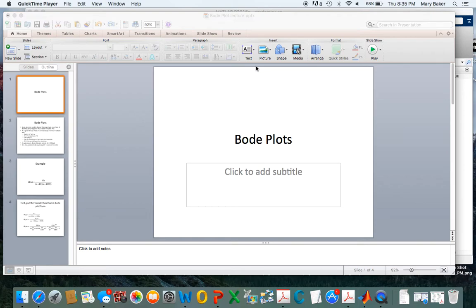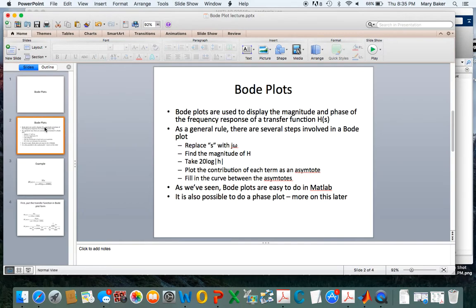Okay, so what I want to do here is go over how to do Bode plots. And we're going to start just by looking at a general example and talking in general about Bode plots, giving some overall guidelines. Then we'll do a specific example, and then we'll start grouping into rules of how to plot different kinds of terms.